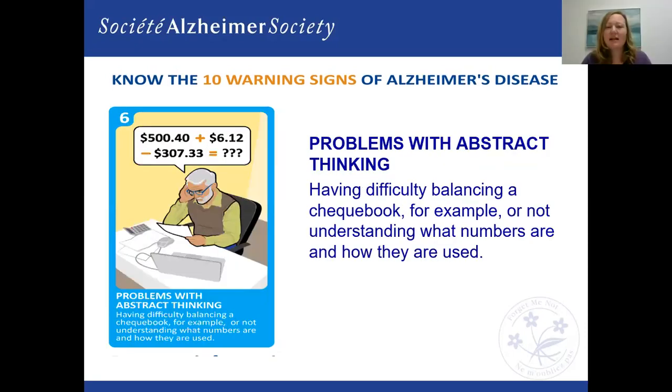The sixth warning sign is problems with abstract thinking. From time to time, people might have difficulty performing tasks that require abstract thinking, like maybe using a calculator or trying to get their checkbook balanced or doing their taxes. But somebody living with dementia might have difficulties with these tasks because they've lost the understanding of what numbers are and how they're used.